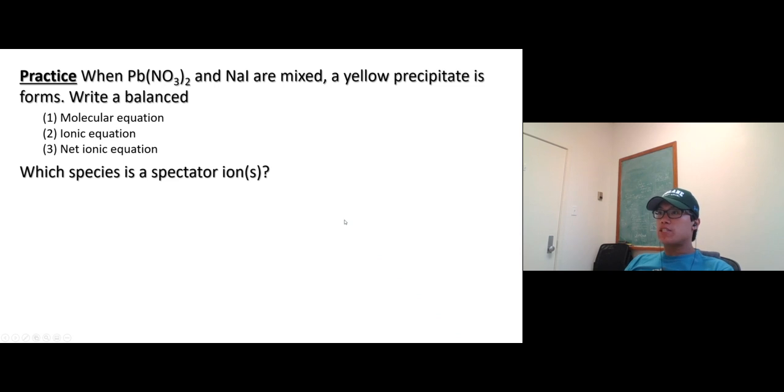Now your turn. When lead nitrate and sodium iodide are mixed, a yellow precipitate is formed. Write a balanced equation. All right, check with me on the next video.